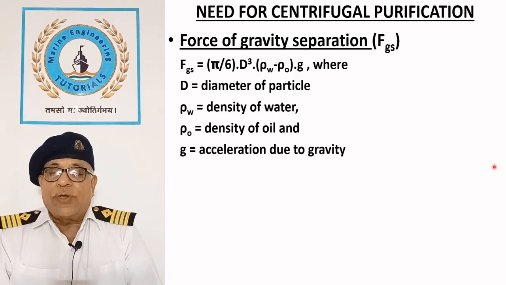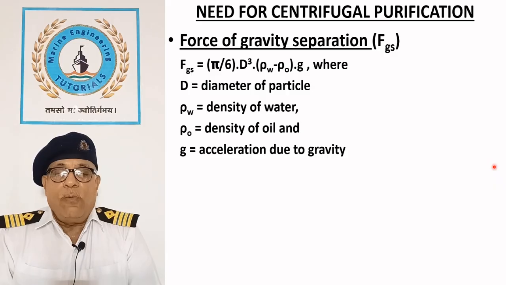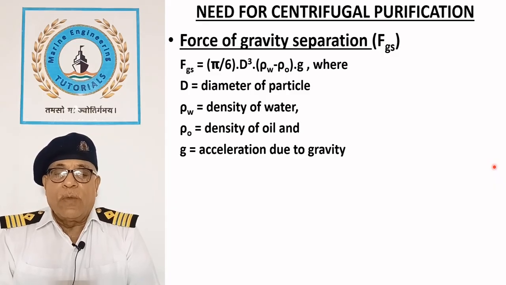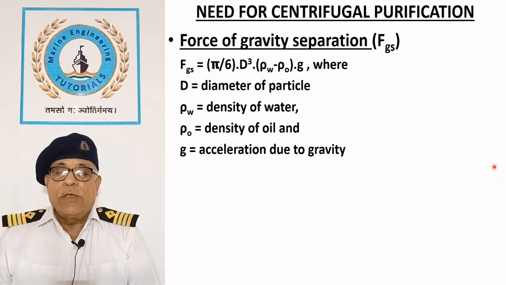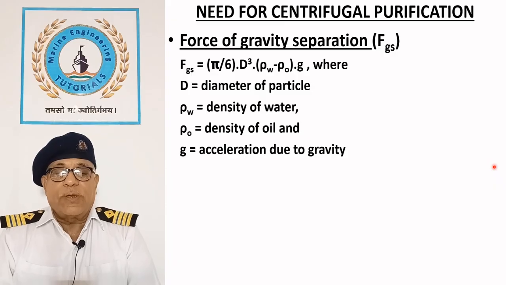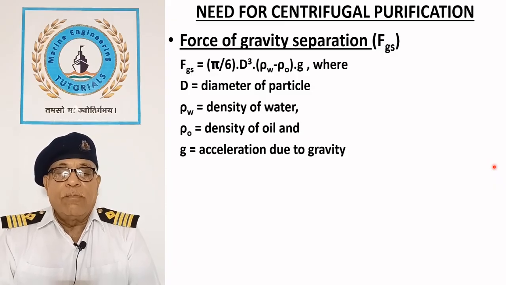The gravitational separation process is very slow and takes several days for purification, equivalent to centrifugal purification. The only option is to increase the oil temperature, which increases the density difference between oil and water. Increase of oil temperature is restricted to 75 degrees Celsius to prevent turbulence, which can again affect the separation. Gravity separation method is an intermittent process.